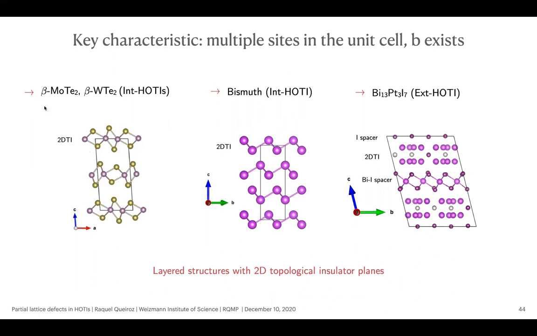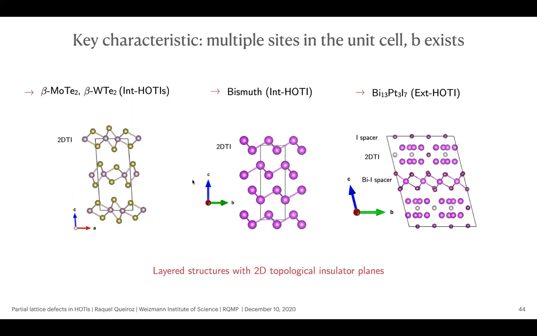Examples of this are the transition metal chalcogenides, like molybdenum ditelluride and tungsten ditelluride. You can see here the unit cell; it's a layered material, and the layers are very similar, just related by a little mirror. Each layer independently is a 2D TI, and there have been some nice experiments by Pablo Jarillo-Herrero at MIT. So in this material, it would be very natural to expect to see partial line defects with helical modes on them.